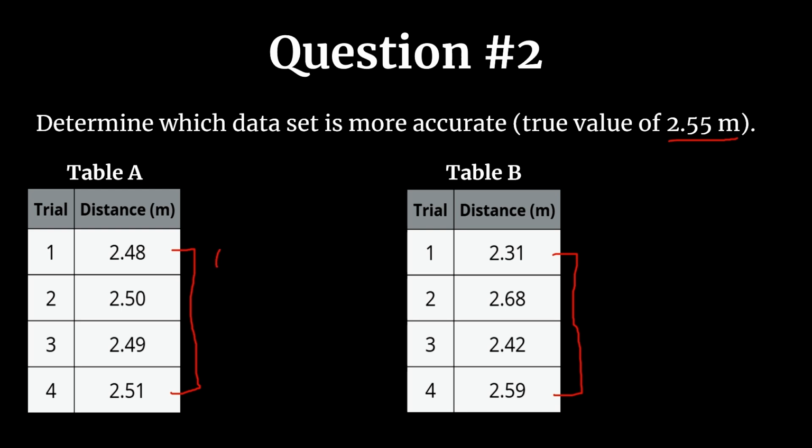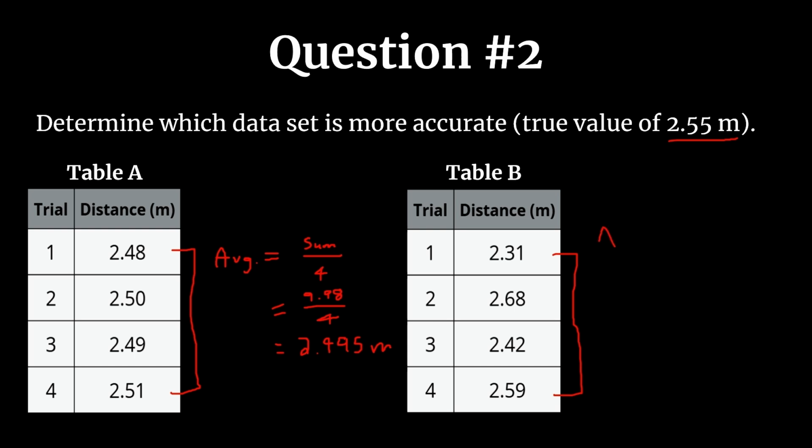Firstly, I'm just going to write average. The average of the data points in table A is equal to the sum of all the data points divided by the number of data points that there are, which in this case is 4. So I'm going to say that it's the sum divided by 4. And if you add all the data points up, you should get a value of 9.98 divided by 4. And if you put that in your calculator, you get a value of 2.495.